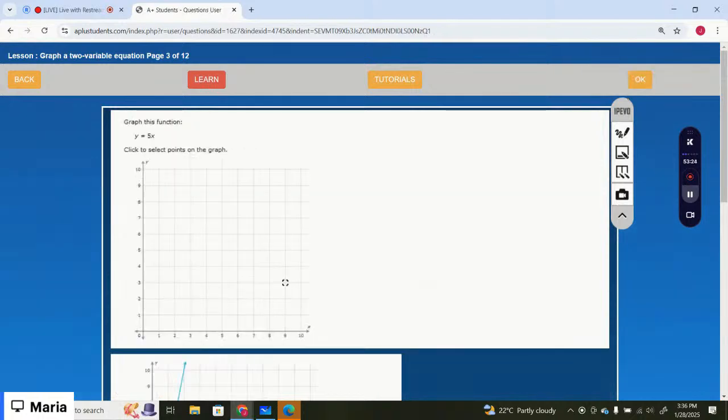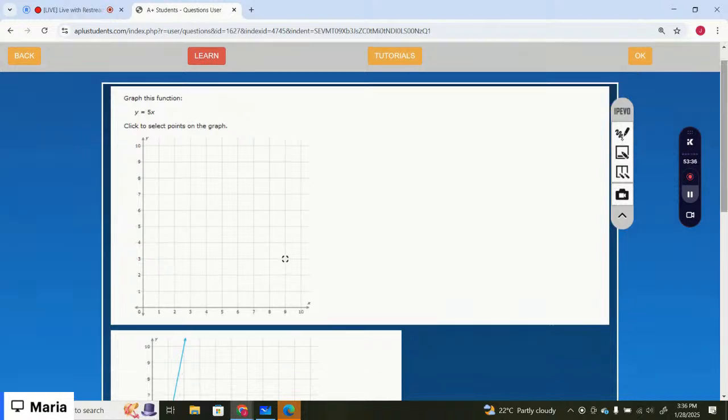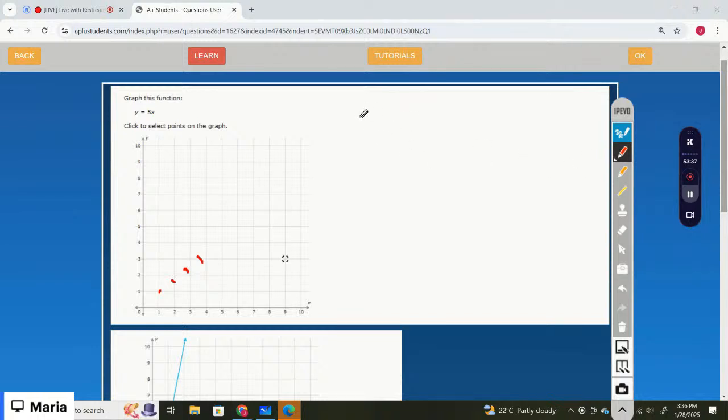Basically, you cannot see both the graphs actually. That's why I can't explain like this. Y equals 5x. I need to scroll down again and again. So y equals 5x. You can make a table of values, right? X and y. When x is 0, 5 times 0 is 0. X is 0, y is 0.